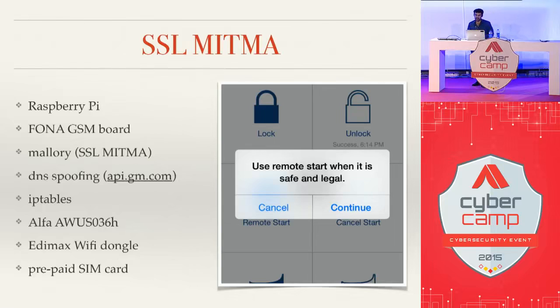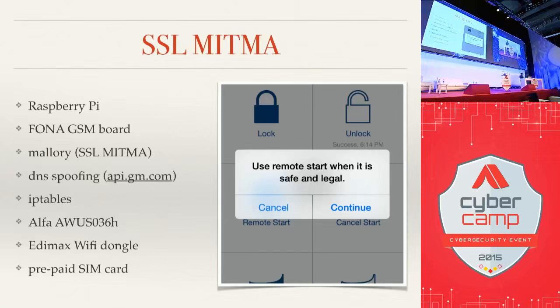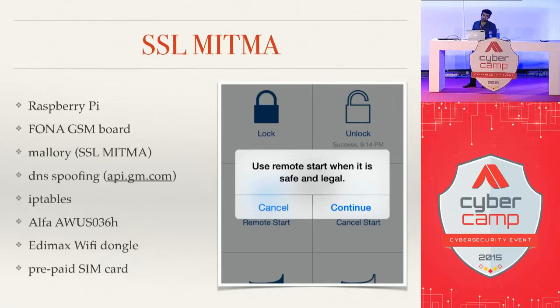Literally into that car. So what I used to perform this attack was a Raspberry Pi and a GSM board, because I'm going to do an SSL man in the middle for their phone. Whenever their phone gets near the car, I want it to do an SSL man in the middle, but also give them internet access so that it can still communicate with the server. So I used Mallory, which is an open source SSL man in the middle software for Linux.